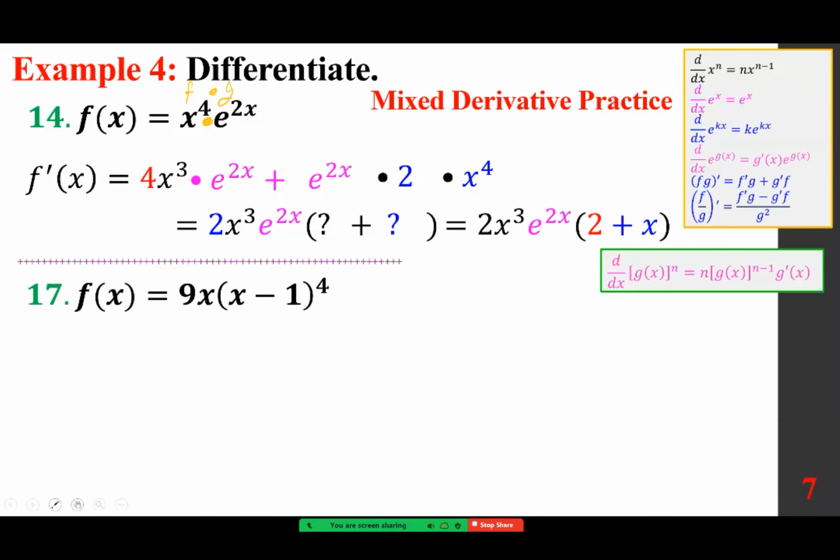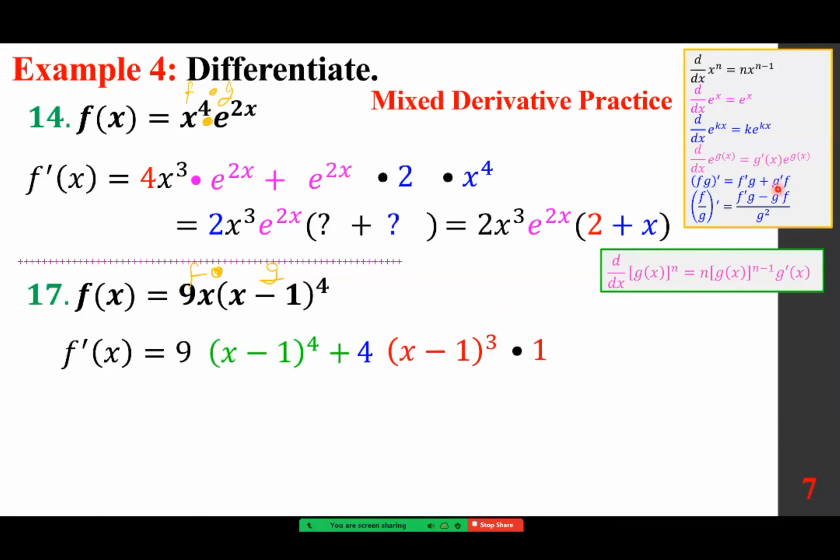To do this, we are going to do the same thing, f times g, and we continue using the product rule. So f prime is 9 times the second piece, g, x minus 1 to the power of 4, plus. Now we want to differentiate this piece. x minus 1 to the power of 4 is 4 times x minus 1 cubed. I'm using the extended power rule, times the derivative of the inside. The derivative of the inside happened to be 1, but I like to write it to make sure everybody understands we have to pay attention to that in case it's not 1.